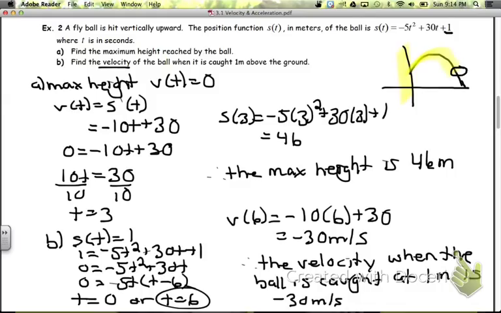Now remember, velocity can be positive or negative. Velocity is just going to tell us what direction it is going in. So we know that it's coming back to us, it's moving left. Whereas if we were talking about speed, speed will always be the absolute value of velocity.